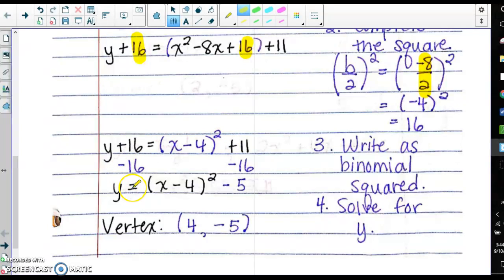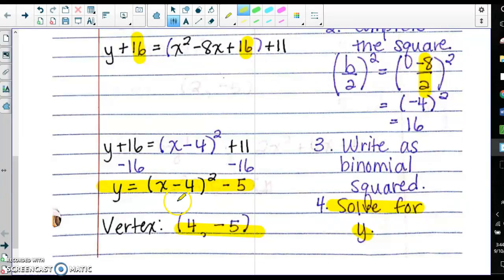All right, now I'm going to address the 16 and the 11. I want to solve for y. So I'm going to subtract 16 from both sides, and that's going to leave me with y equals (x minus 4) squared minus 5. So this is my vertex form equation. And now the vertex from that will be (4, negative 5).